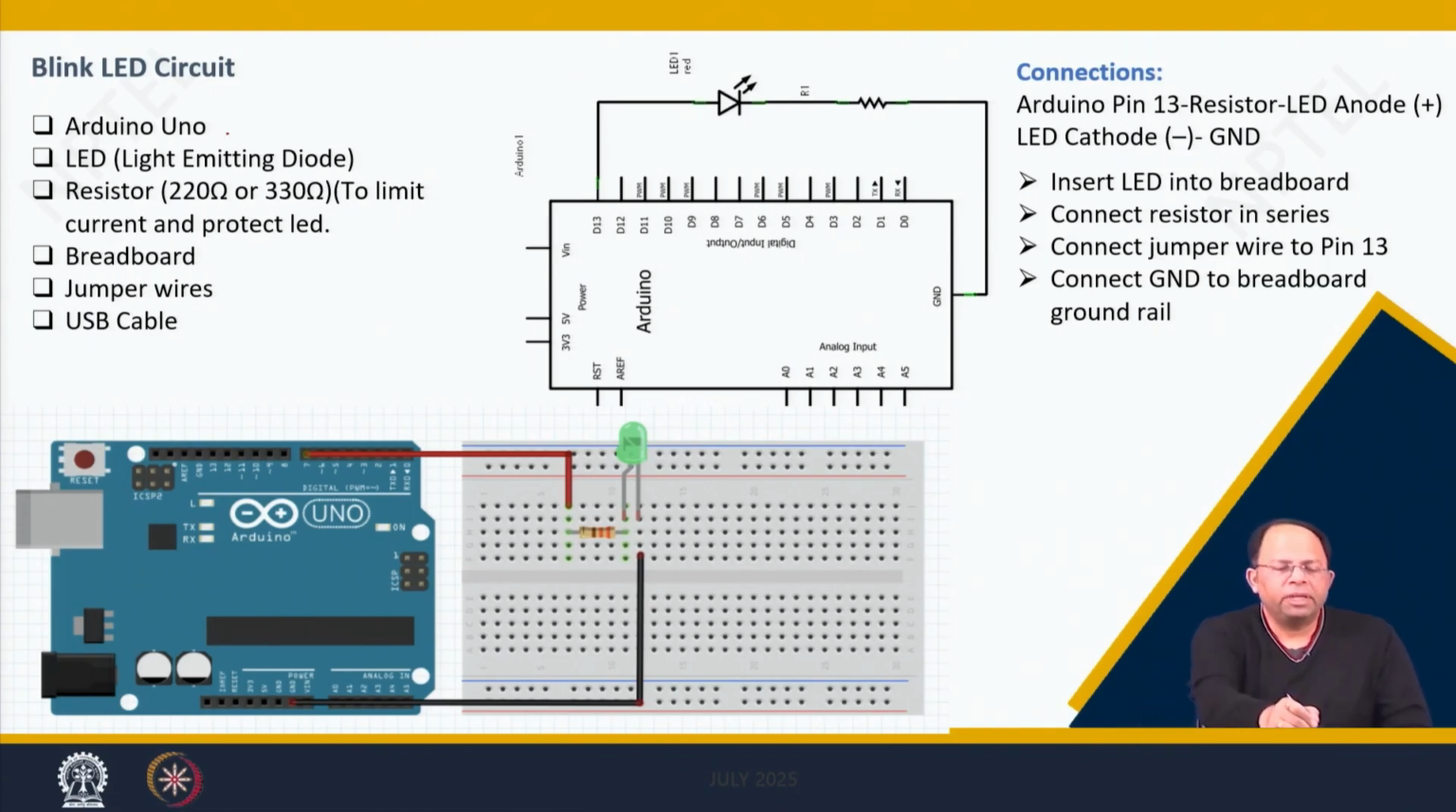So what do we require for that? We require the Arduino Uno board, we require the LED, light emitting diode, which is over here, you can see. And then we require a resistor, because we cannot directly connect the LED. The LED requires a lesser amount of current, and we need to protect it, because the voltage provided by Arduino is 5 volts, and the amount of current is more. So we use a resistor to limit the current and protect the LED. And then we have the breadboard, jumper wires, and a USB cable to connect it with my laptop or my computer.